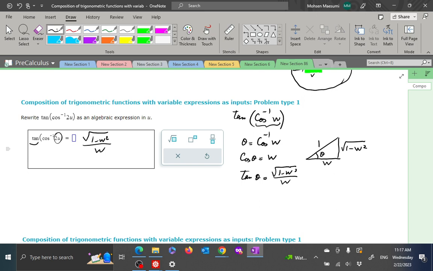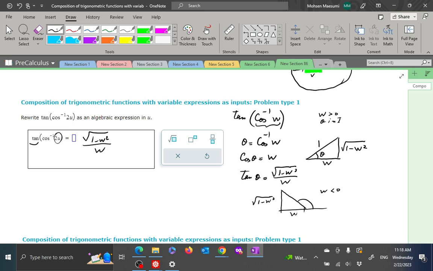Now, in case we drew our picture for w being positive, theta as a result is in quadrant 1. What if w was negative? W is negative, you're in this side. The angle that you are dealing with is an obtuse angle. The opposite is radical 1 minus w squared, some positive quantity.